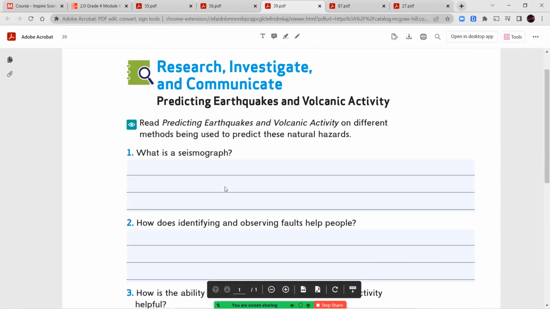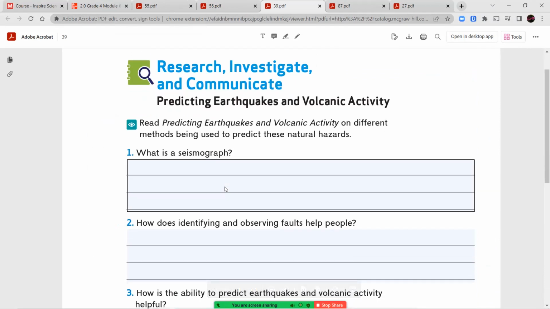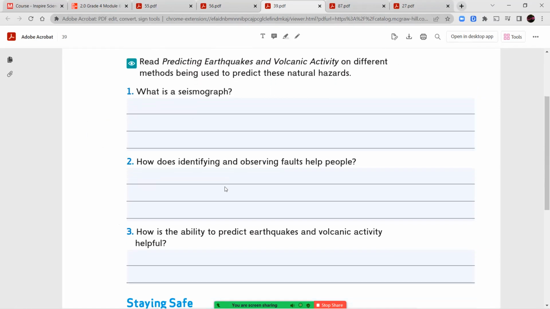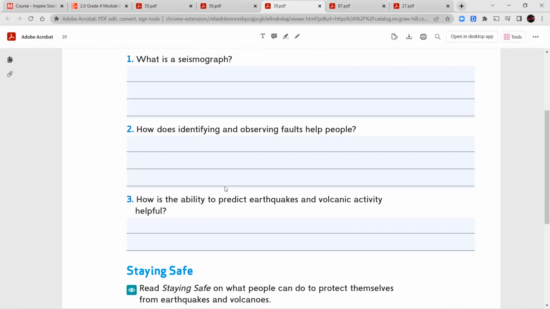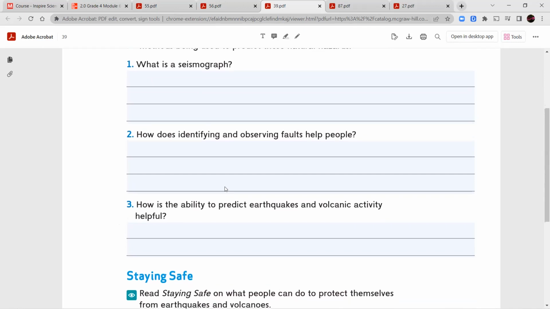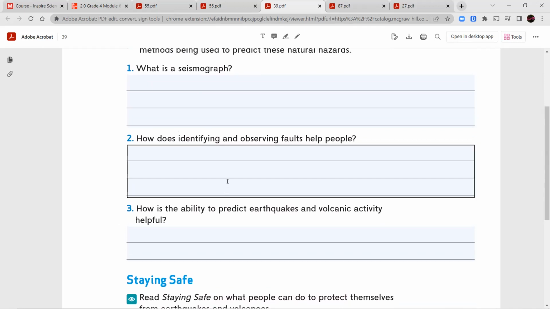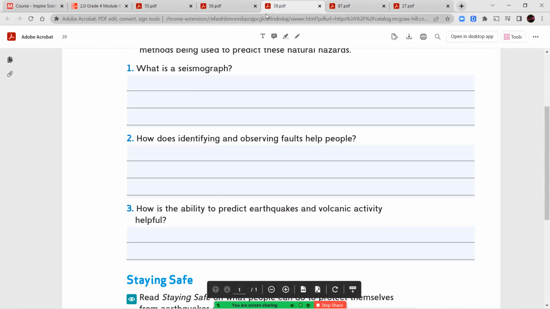And we have another handout that's titled Predicting Earthquakes and Volcanic Activity on the different methods that are being used to predict these natural hazards. The questions we're going to answer is, what is a seismograph? How does identifying and observing faults help people? And how is the ability to predict earthquakes and volcanic activity helpful?